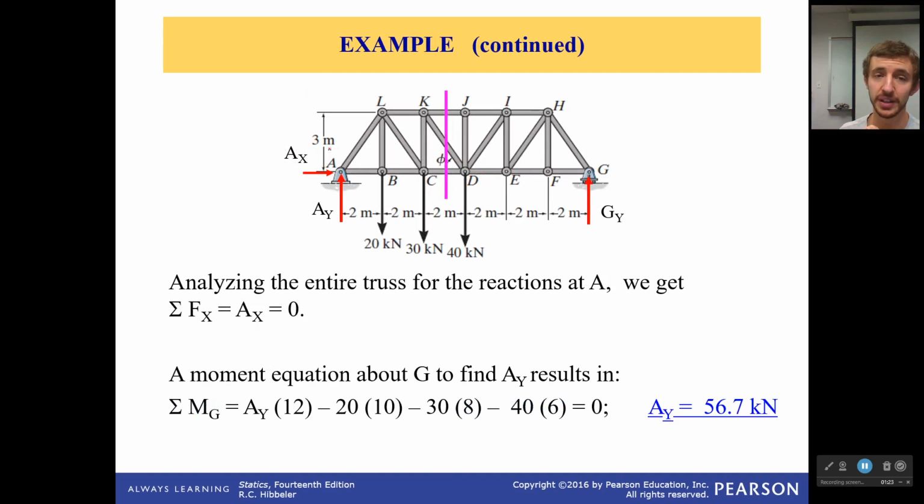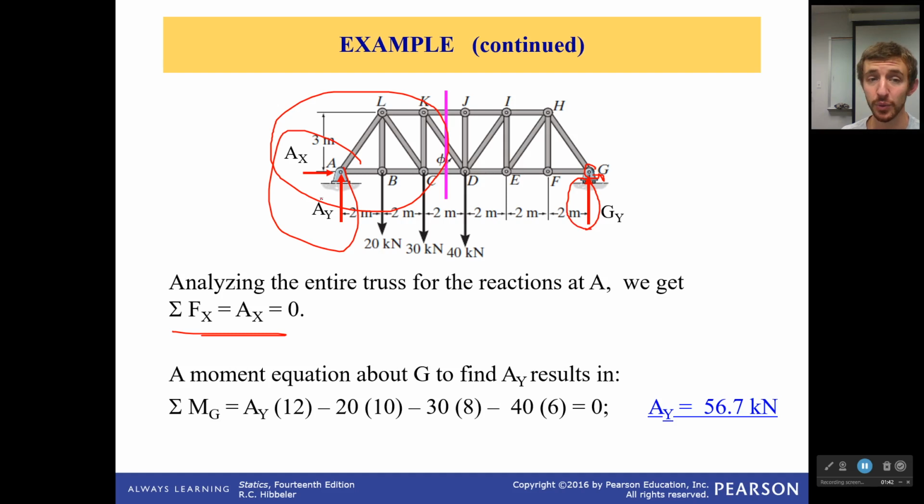And I want to figure out these support reactions because I'm only going to work with the left side. Well, first off, we realize that there's no forces in the x direction, so AX is going to be equal to 0. Second, I really want to find out what AY is. And so I'm going to take the sum of the moments around point G because then this force does not cause a moment. And I'm only left with one unknown. So AY times 12, minus 20 times 10, minus 30 times 8, minus 40 times 6, all of these guys right here. We get that AY is 56.7 kilonewtons.